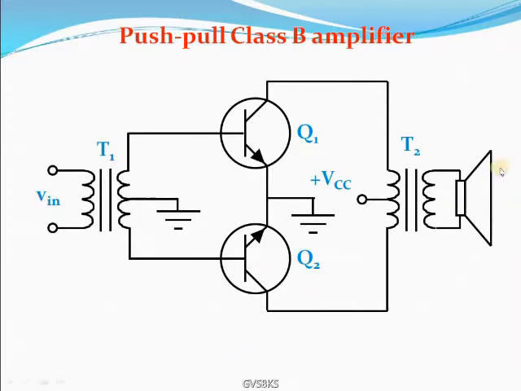Let us see the operation using this diagram. Here the load is nothing but a loudspeaker. Capital T1 is the input transformer. Capital T2 is the output transformer. During the positive half cycle, the upper side of the transformer is positive and the downside of the transformer is negative. If we apply the AC signal like this, then the upper side of the secondary will produce a positive half cycle and the downside of the center tapped transformer will produce a negative half cycle.